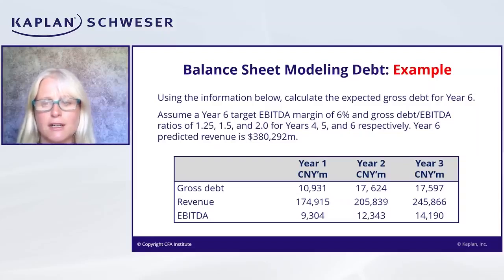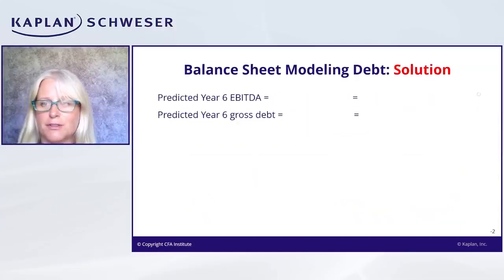And what are we given for targets? Target EBITDA margin of 6% and gross debt to EBITDA of, and we're given the 3 years worth of targets. And we want to get to year 6. So everything for us is about year 6. So how do we get our predicted year 6 EBITDA? And how do we get, therefore, our predicted year 6 gross debt?